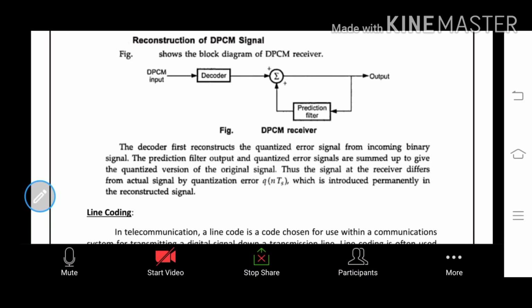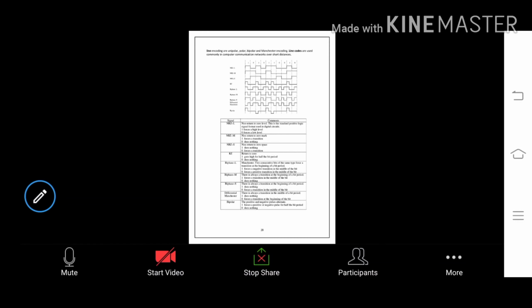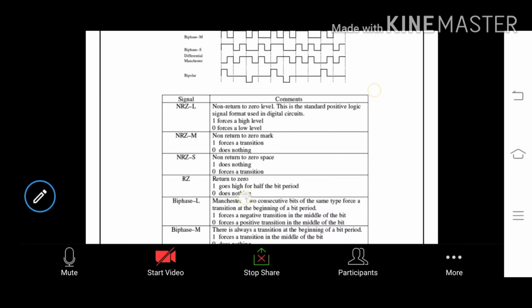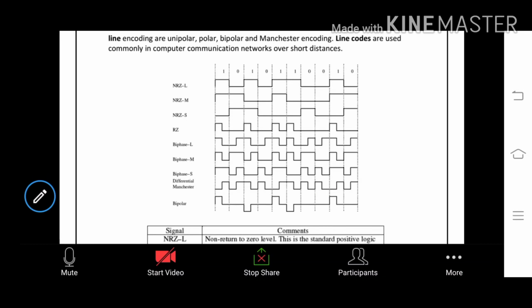Okay, that is the difference between the received signal and the actual signal, the quantization error, which is introduced permanently by the reconstruction of the signals. And one more thing, you can examine line coding. Line coding is simply, within a communication system, how to transmit digital signals over the transmission lines. So how to transmit it, how to define line coding? You can define it as unipolar and bipolar encoding mechanisms.